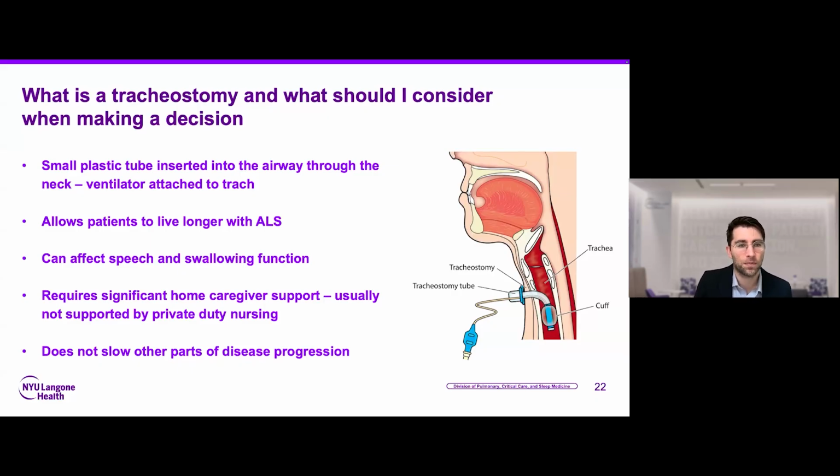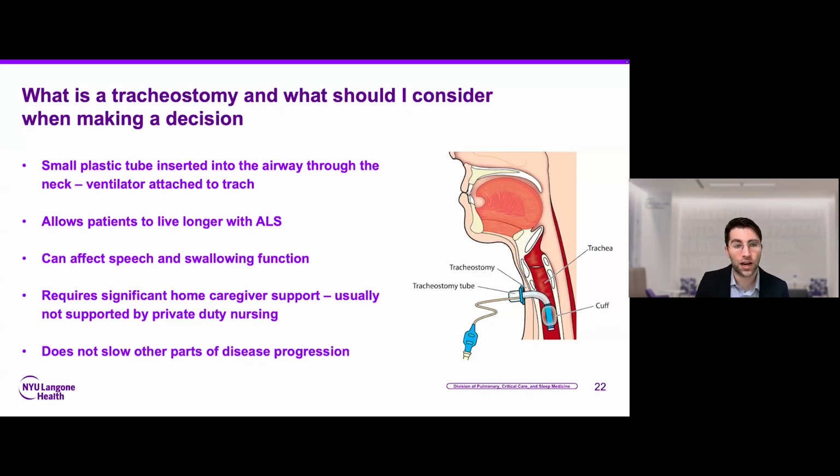And tracheostomies do allow patients with ALS to live longer. The primary life-limiting factor of ALS is generally the respiratory function. So if a tracheostomy is placed, then that often leads to an extension of life for patients. That being said, tracheostomies come with a lot of concerns that require, I think, generally a lot of discussion between patient, caregiver, and doctors, with neurologists, pulmonologists, and the rest of the care team, because it does involve a very significant caregiver burden and need for support.